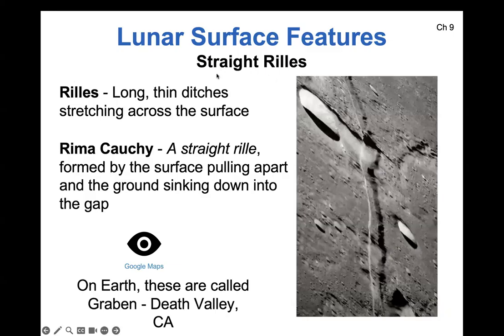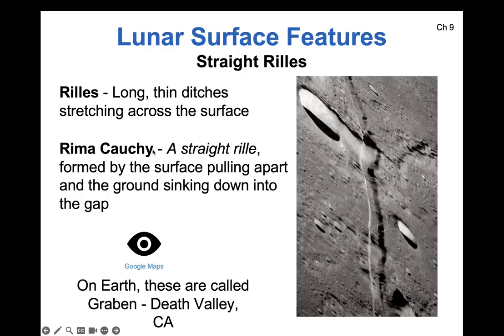What are rilles? Well, they're long, thin ditches stretching across the surface. We see one shown here. Notice that it does look like a ditch in that it has two rims to it and a kind of long, continuous lower portion, almost like someone troweled it out.